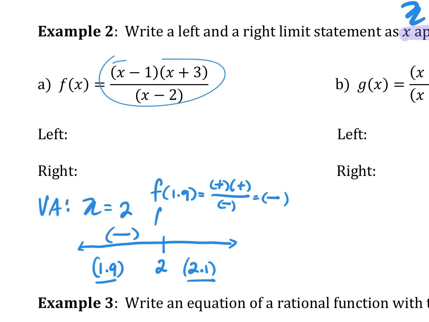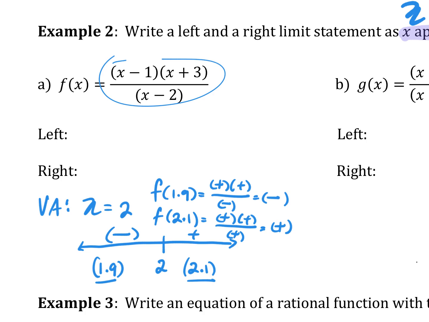What else? If I'm going to put f of, let's say, 2.1, okay? That's going to be 2.1 minus 1. That's going to give me, of course, a positive. The other one is going to be 2.1 plus 3, still a positive. And then 2.1 minus 2, it's still going to give me a positive. So evaluating that, it's going to give me a positive value.